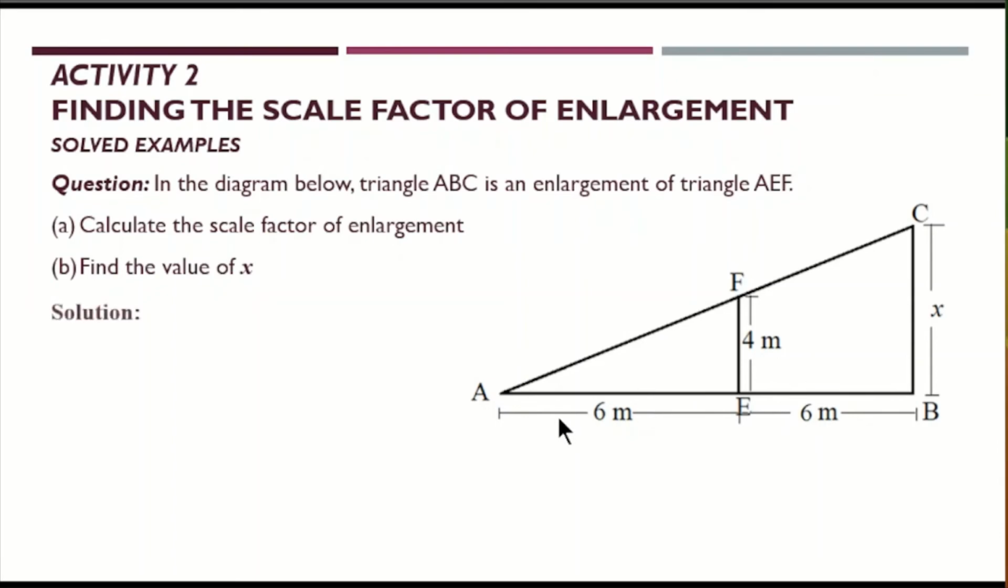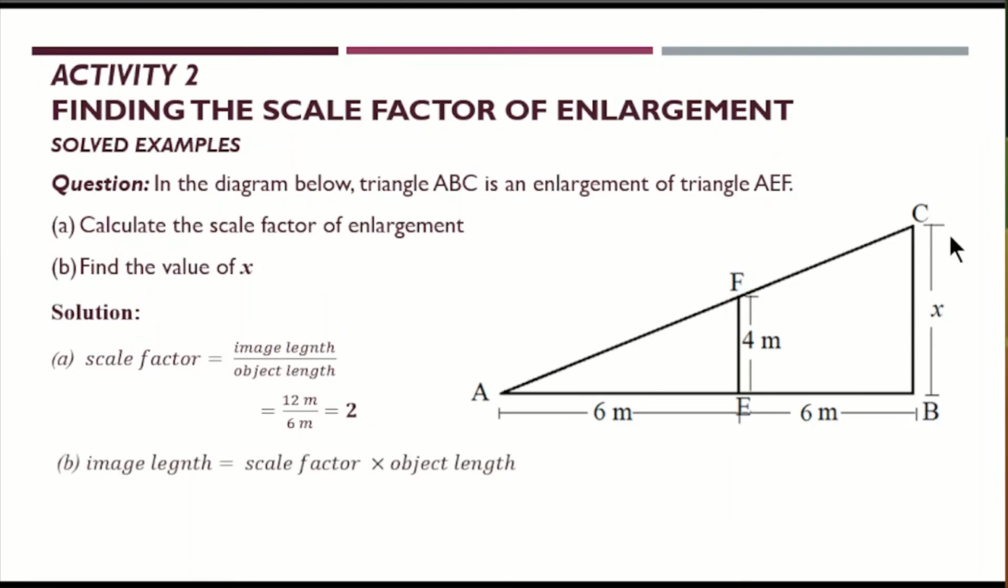So we can use that to find the scale factor of enlargement. So therefore 12 meters for the image divided by 6 meters for the object gives us a scale factor of 2. And we can also find the image length, which is CB or x, by multiplying the scale factor by its corresponding object length, which is 4 meters. So 2 times 4 gives us 8 meters, and that is the length of CB, which is x.